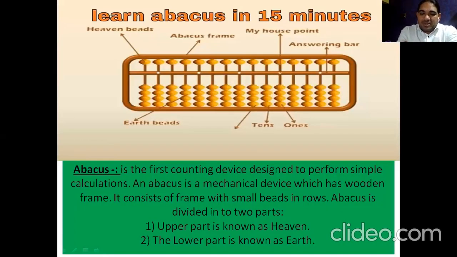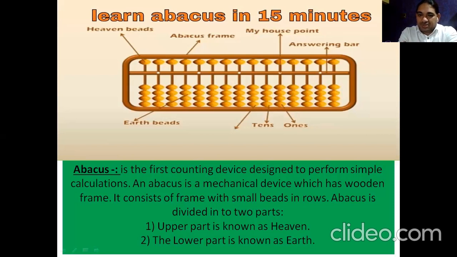First learning device, that is the Abacus. You can see the diagram. You can see heaven beads, earth beads, abacus frame, and the answering bar. Generally this abacus, earlier it was of wooden frame. The abacus is the first counting device designed to perform simple calculations. An abacus is a mechanical device which has a wooden frame. It consists of a frame with small beads in rows.